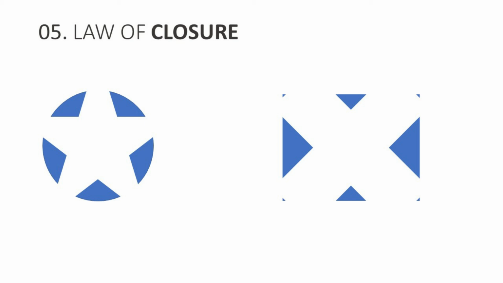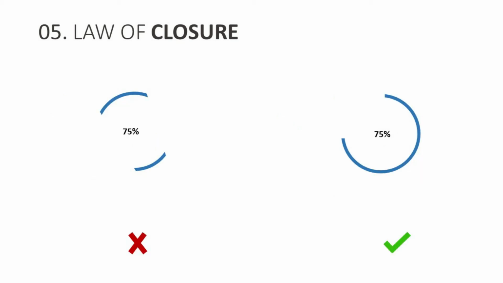These kinds of laws are mostly used while creating logos or brand identity. So let's see an example of negative spacing or law of closure. In the loading circle on the right hand side, the user knows, okay, exactly how much percentage of the system status, how much percentage of the loading has been done.